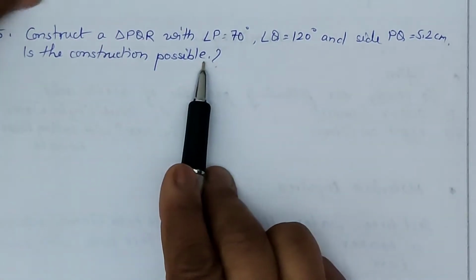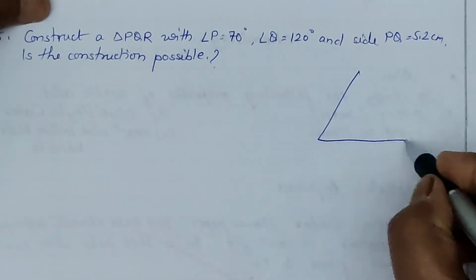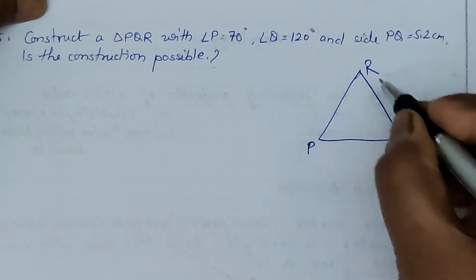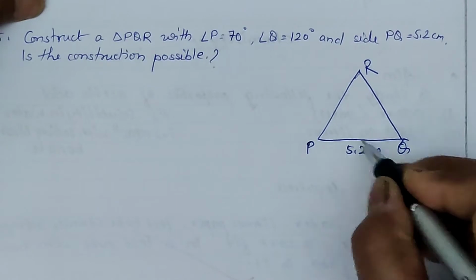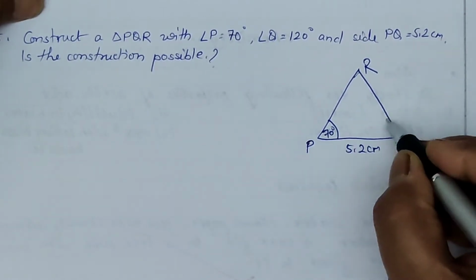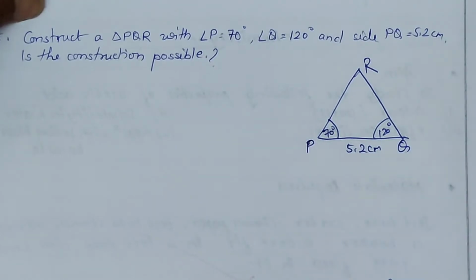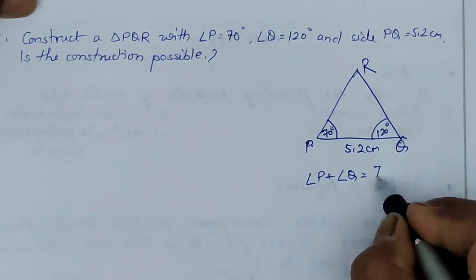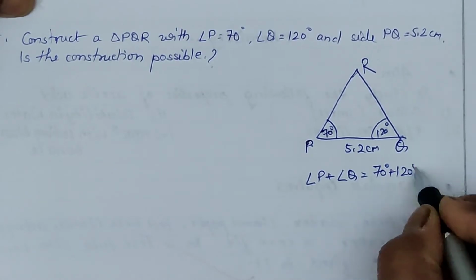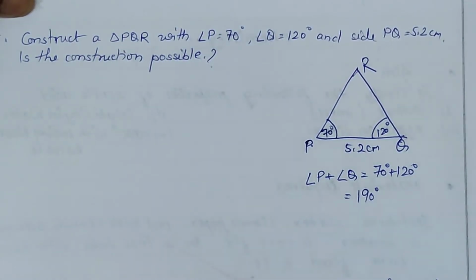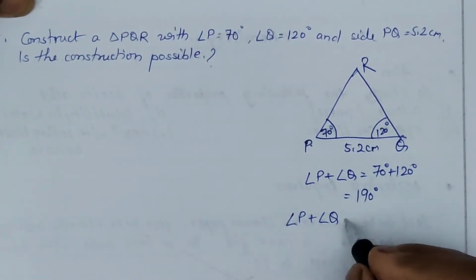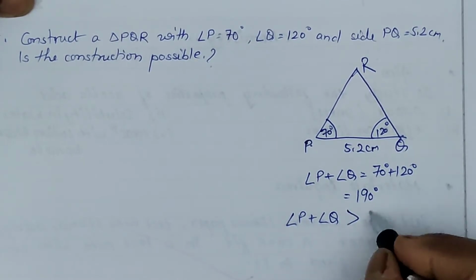Is the construction possible? Suppose this is a triangle PQR. PQ is 5.2 centimeters, angle P 70 degrees and angle Q 120. How is it possible? Because the sum of three angles is equal to 180 degrees. If we add angle P plus angle Q equal to 70 plus 120 degrees, it means 190 degrees. The sum of two angles is greater than 180 degrees.